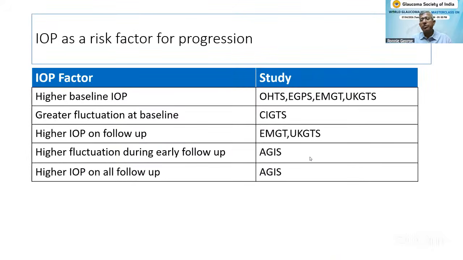So when you look at intraocular pressure as a risk factor for progression, what you see here is that higher baseline intraocular pressure was seen by the AGIS, the EGPS, the EMGT, and the UKGTS. In every study, if you had a higher pressure to start with, you were more likely to progress. If you had more fluctuation at the baseline, the CIGTS group did progress. If you had higher IOP on follow-up, EMGT and UKGTS both showed progression. And if you had higher fluctuation early or higher IOP on all follow-ups, the AGIS found that you actually got worse.